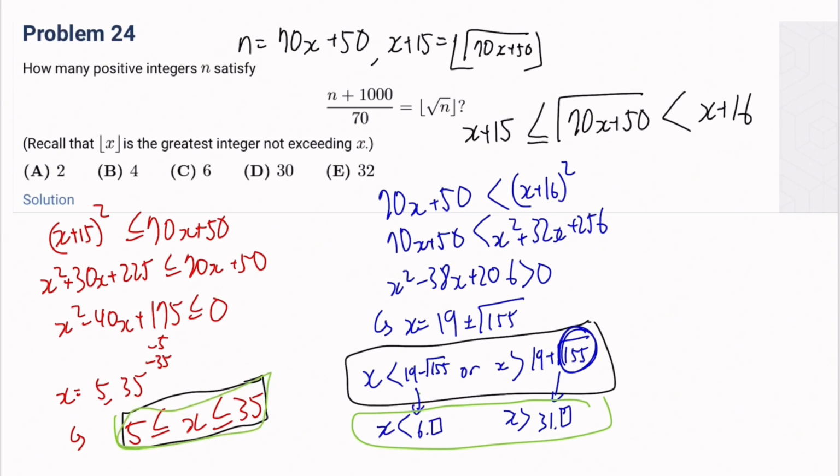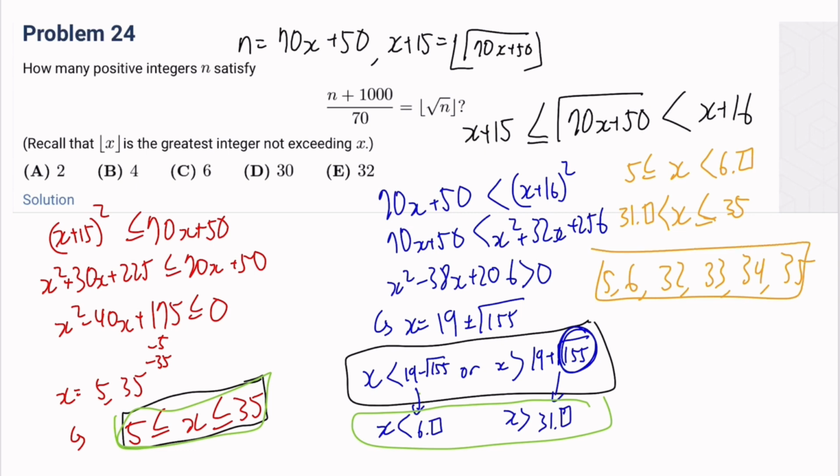So if we combine those two things, then we get x is greater than or equal to 5 but less than 6 point something, or x is greater than 31 point something but less than or equal to 35. So x can be 5, 6, 32, 33, 34, 35. So we have 6 values. So the answer is C.